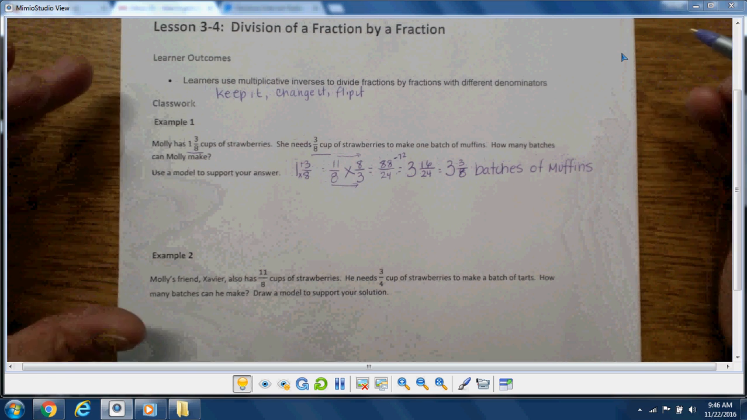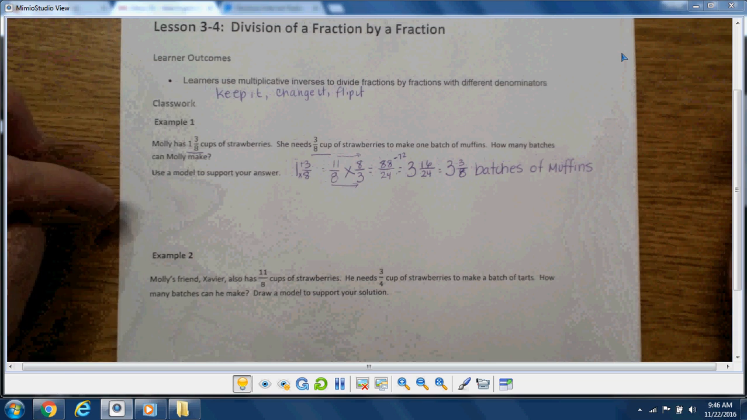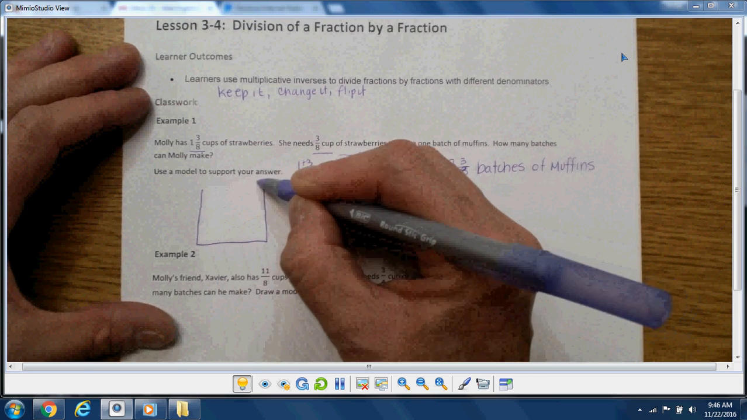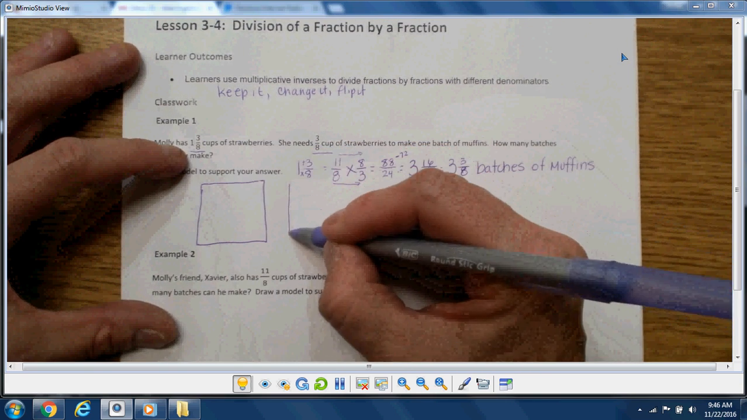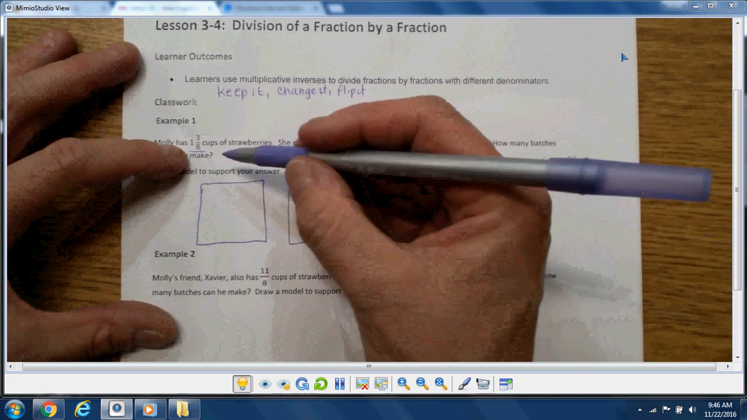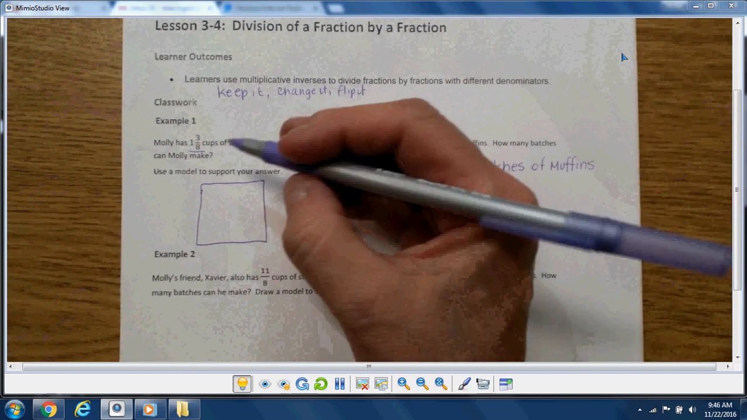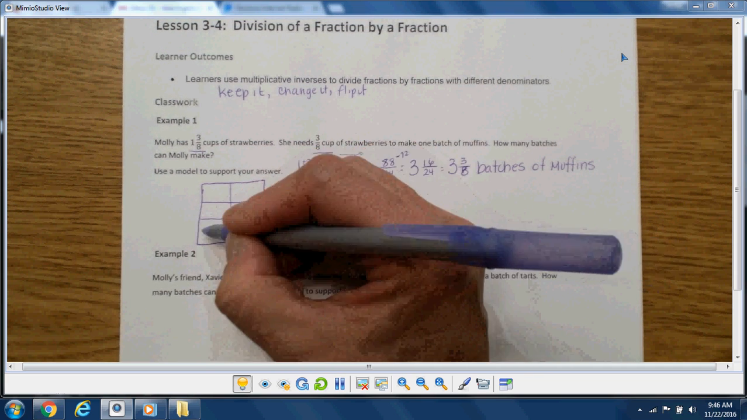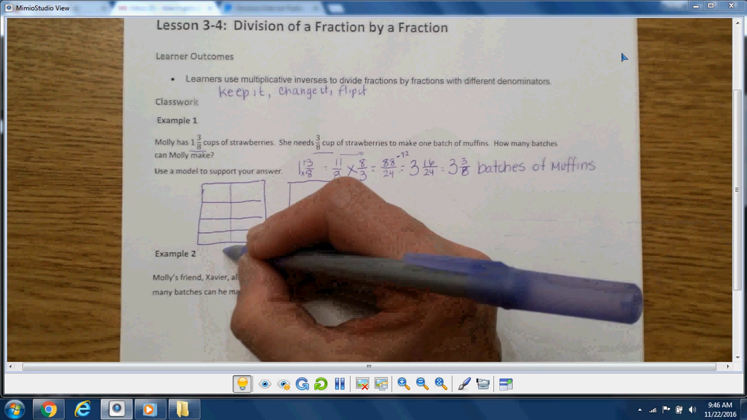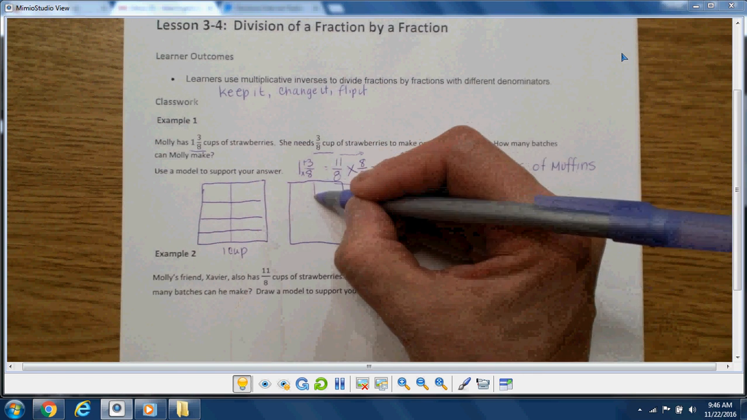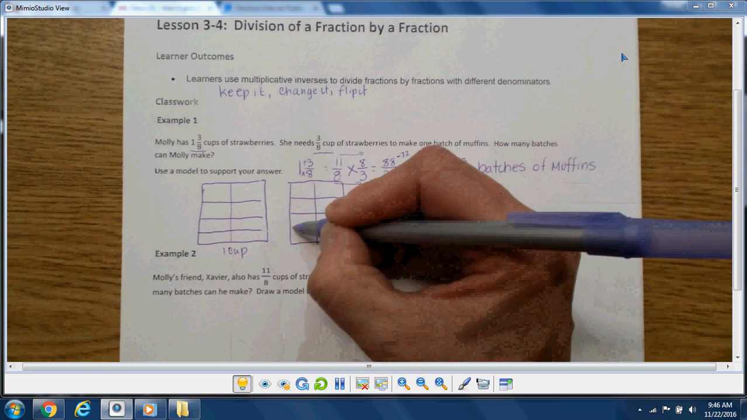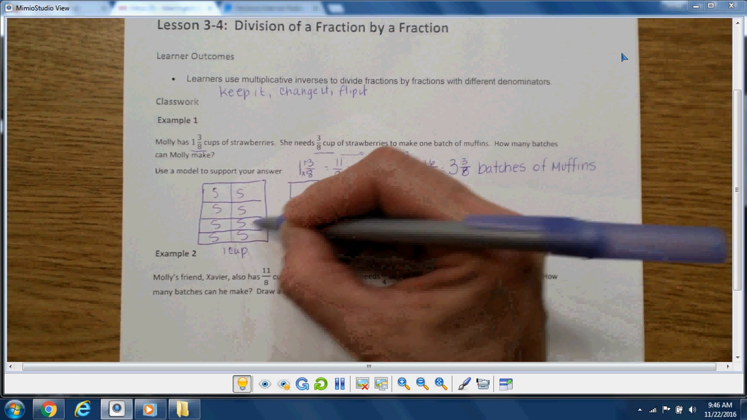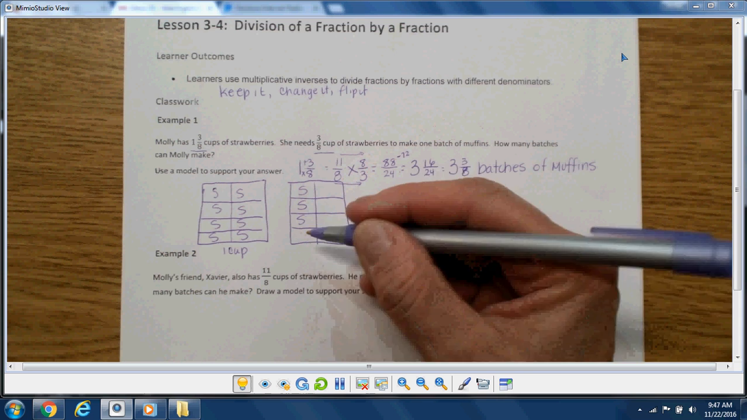Now let's see how I can do at making this into a model to support my thinking. So here's my strawberries. There's my one. Here's a second one. That 8 on the bottom tells me to break it into 8 pieces. Just for ease, I'm going to do it this way. There's 1 cup. There's 8/8, 9/8, 10/8, 11/8.